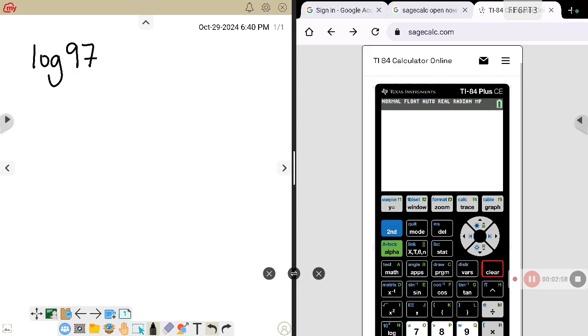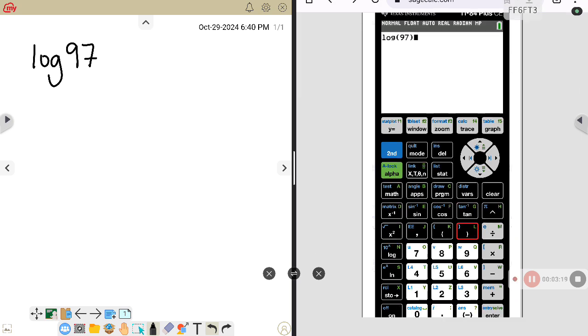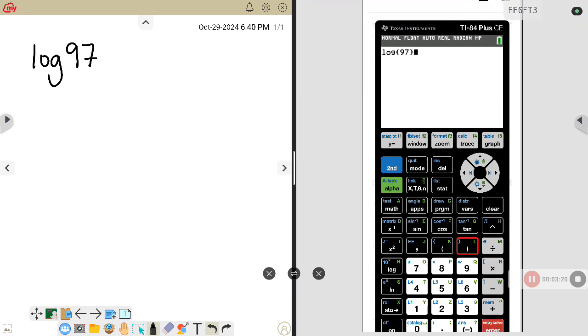I'm going to use the last part of this video to find common logs in the calculator. So we are going to find the logarithm and then we are going to round it to 4 decimal places. So I want to find the log of 97. So I am just going to hit the log button on my calculator and then type in the 97. Enter.